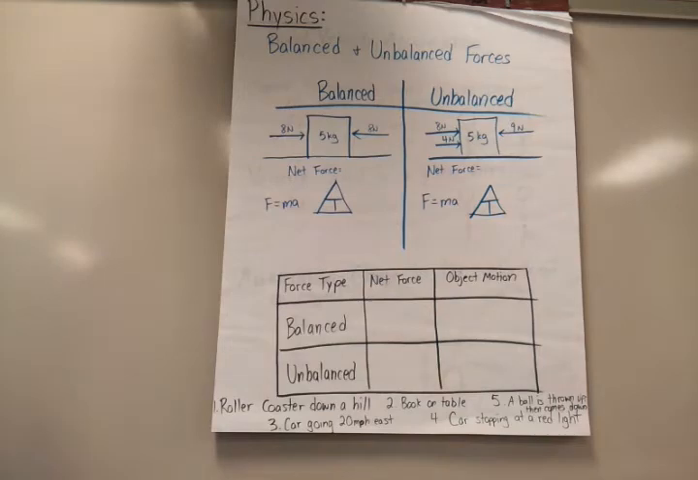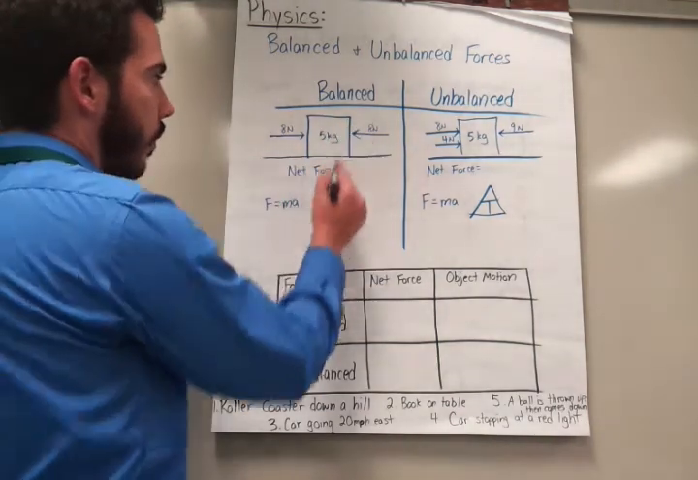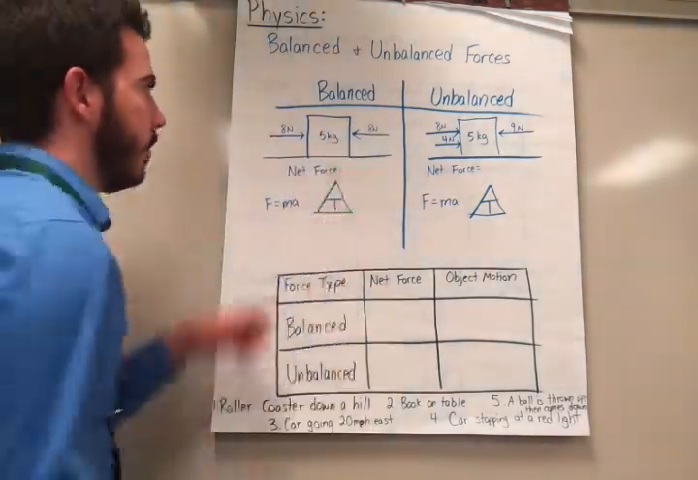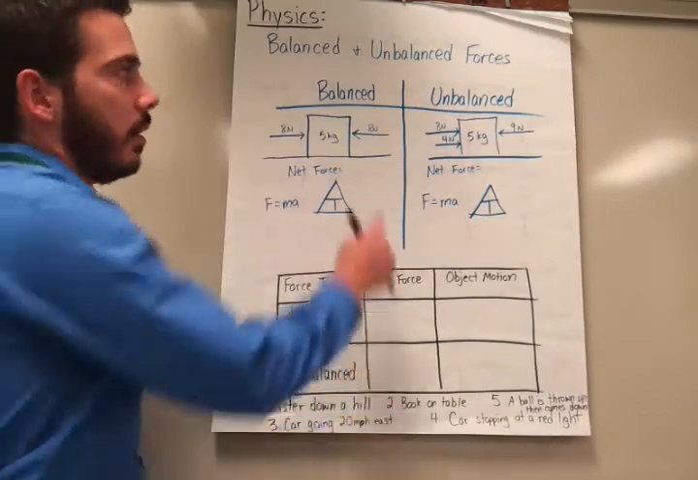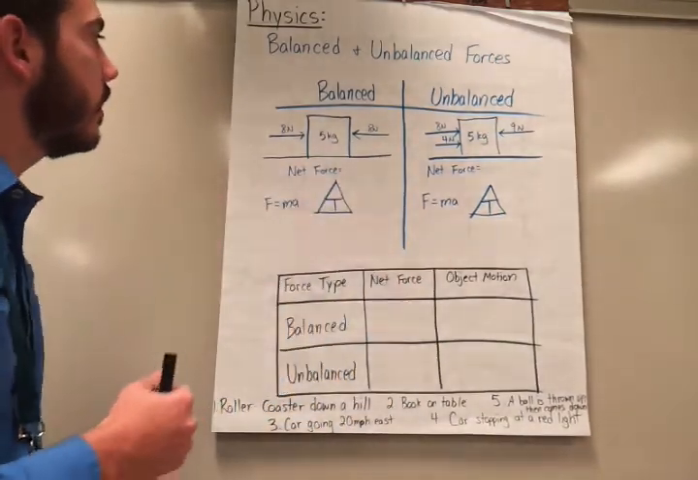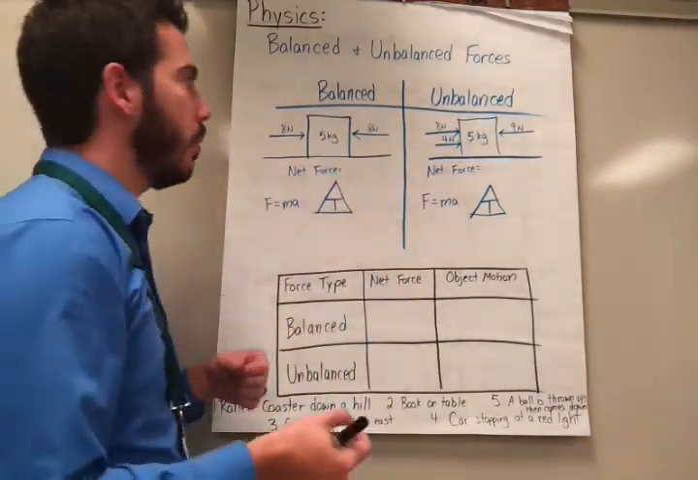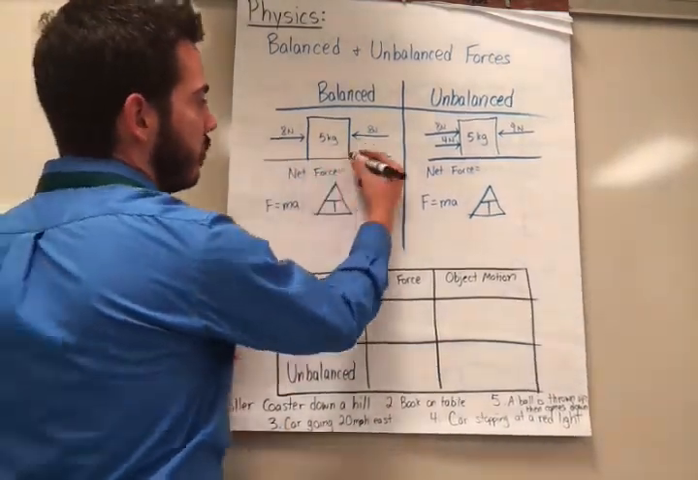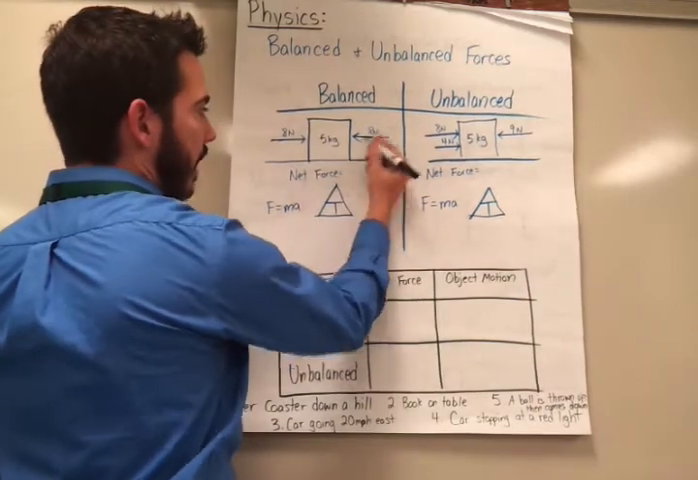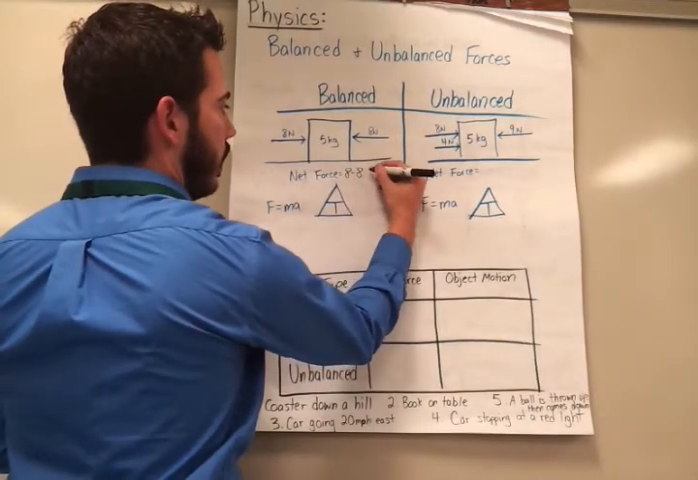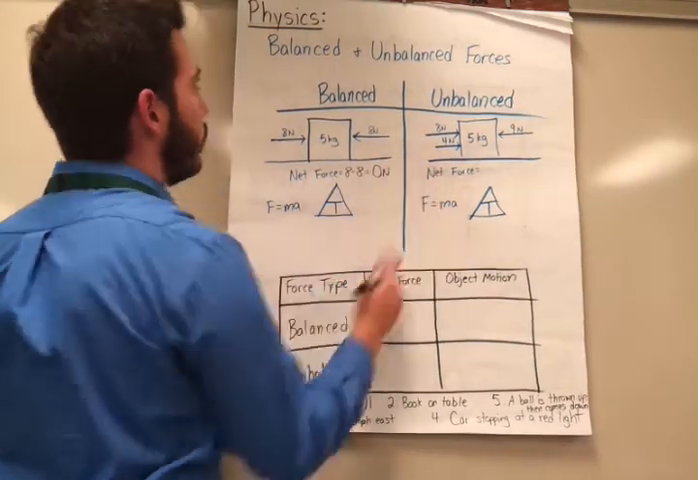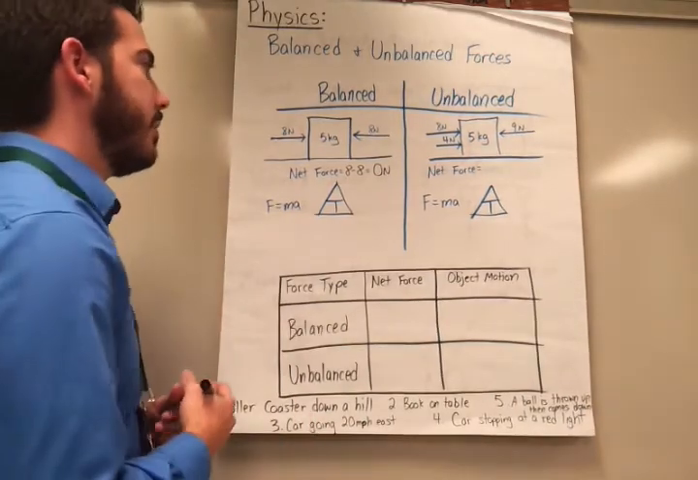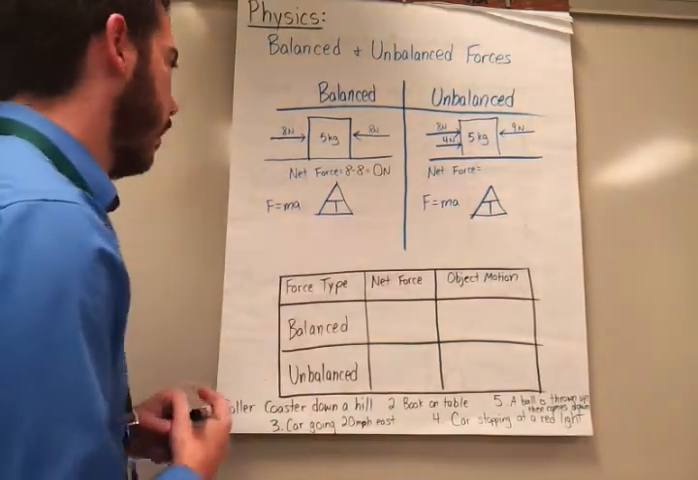There's a key difference between balanced and unbalanced forces in that balanced forces kind of look like this. We've got an 8 newton force to the right, 8 newton force to the left on an object. So because those are equal, they cancel each other out. Since they're opposite directions, we subtract. So 8 minus 8 equals 0 newtons of force on that box. So the net force would be 0.